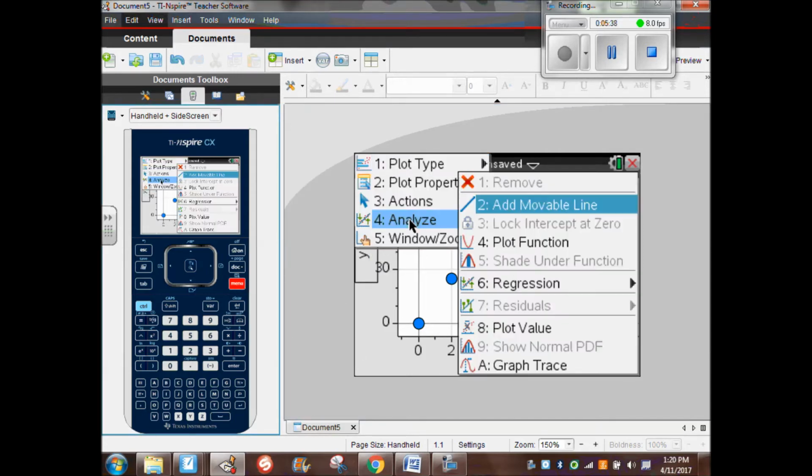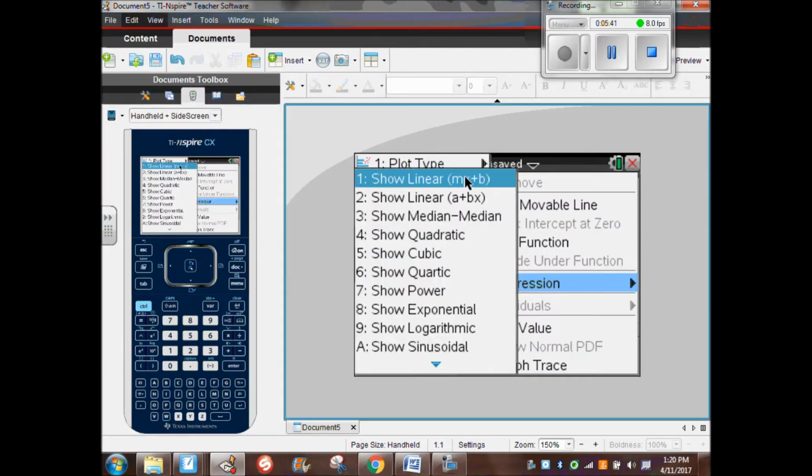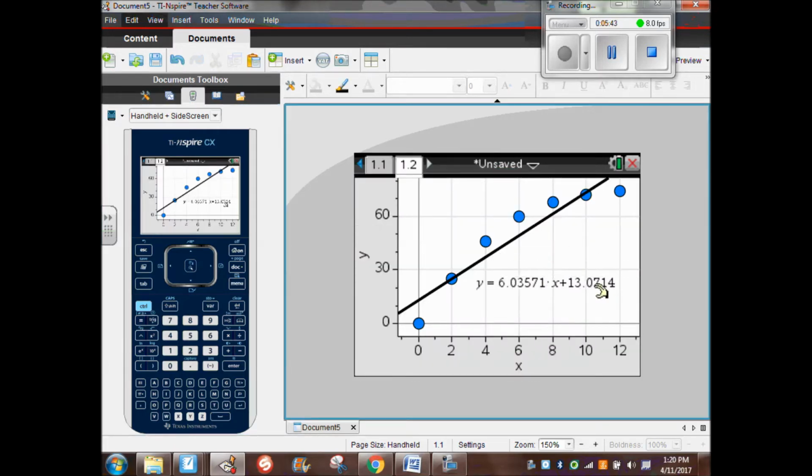So menu, analyze, regression, linear. So there's our equation. Line of best fit, okay? Doesn't look great, okay? But like I said, we're doing what they asked. So we've got to write that equation down with slope and y-intercept. Round both coefficients to the nearest tenth, and then the r value to the nearest hundredth. So you guys write that down.